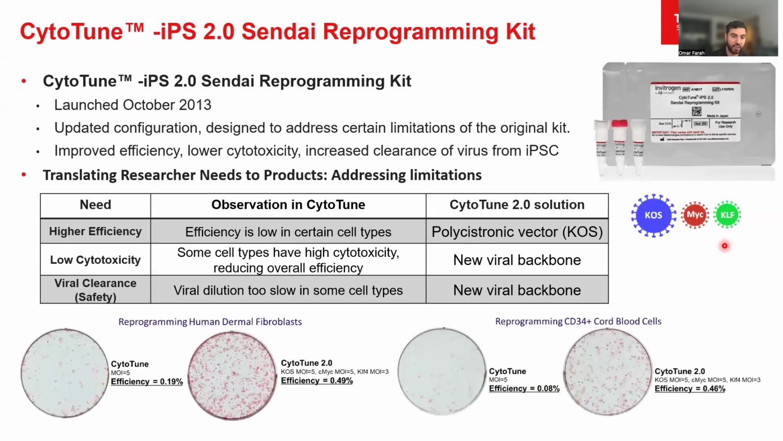Where you can see here, compared to the legacy CytoTune kits, the more optimized polycistronic KOS vector with an additional KLF4 vector as well allows for better reprogramming efficiency, both in fibroblasts as well as in blood-derived cells.